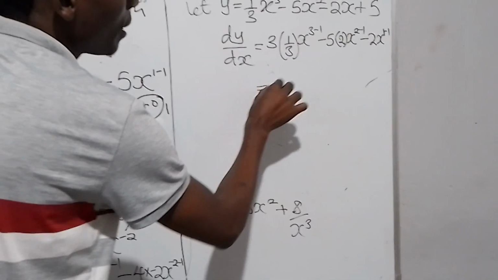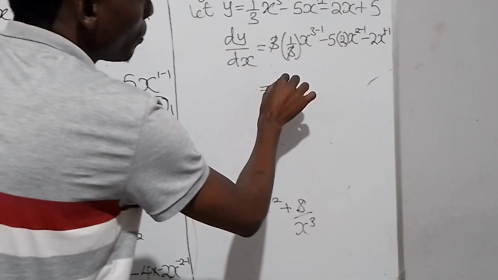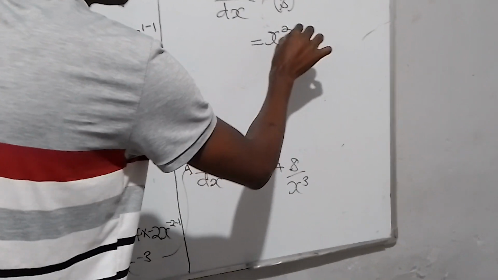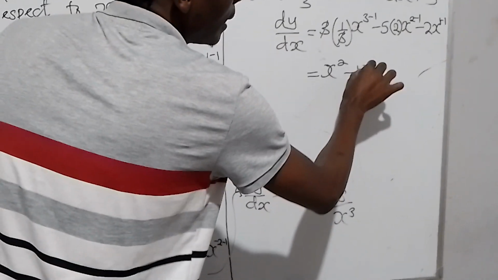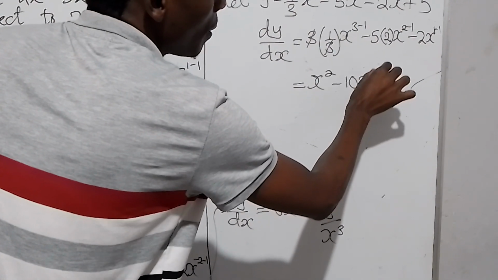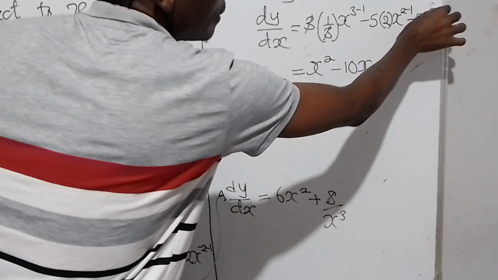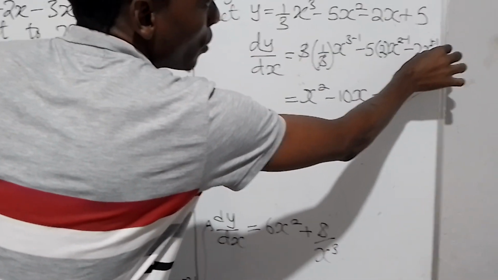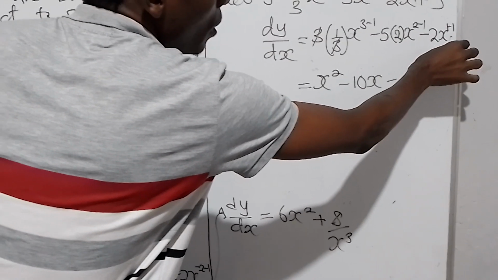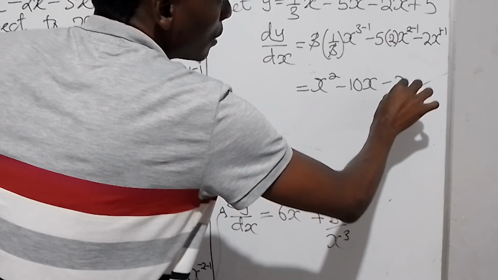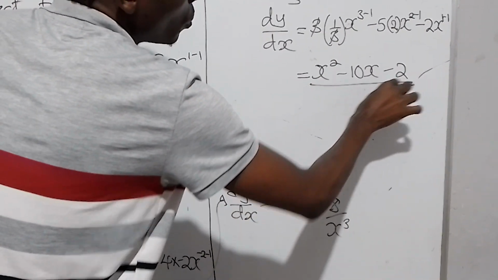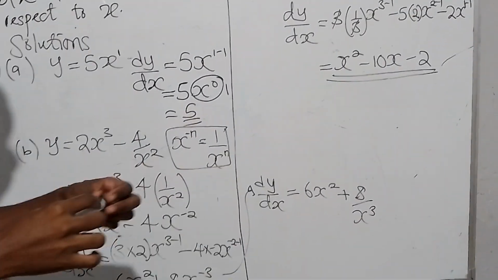So from here now, this divides, we remain with x to the power 2 minus 10x to the power 1 minus, this gives us 1. 1 minus 1, that's 0. Any number to the power 0 gives us 1. 1 times negative 2 gives us negative 2. So this will be the solution for number 2.